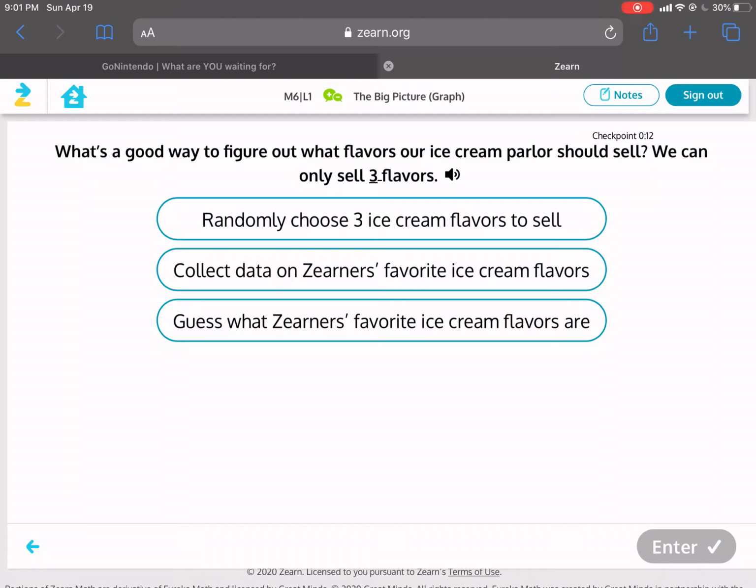Should we randomly choose 3 ice cream flavors to sell? Collect data on Zerner's favorite ice cream flavors? Or guess what Zerner's favorite ice cream flavors are? I think the best way is to collect data on Zerner's favorite ice cream flavors. That way we can sell the most popular flavors.